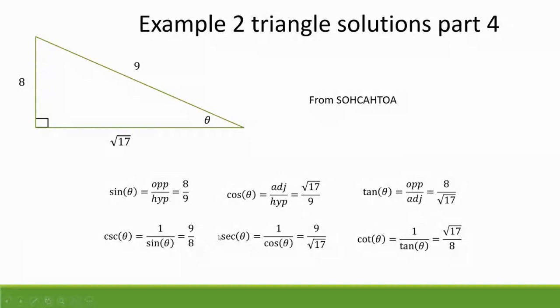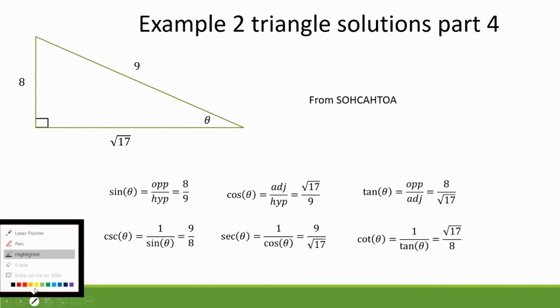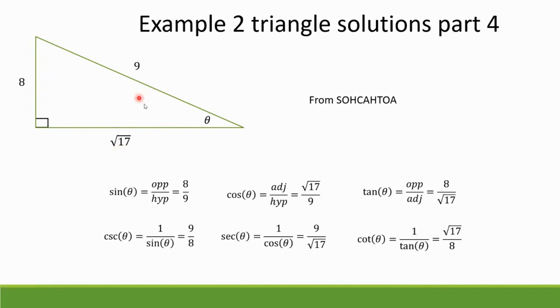So cosine we know is adjacent over hypotenuse, which is the square root of 17 over 9. To get secant, that's 1 over cosine. So that's going to be the reciprocal of this, which means you just flip it. So you get 9 over radical 17.